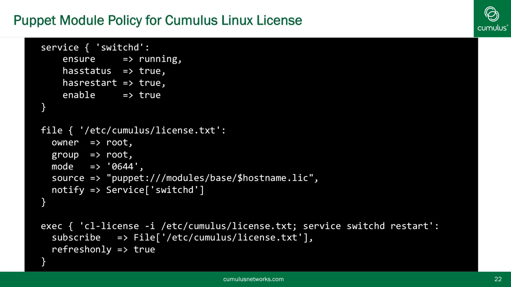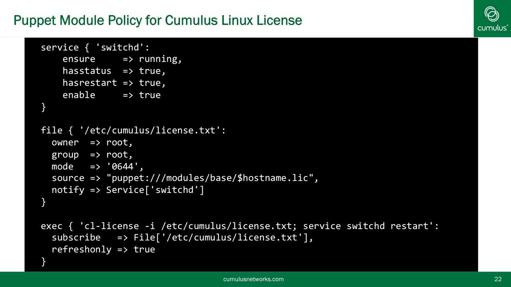So let's start off with an example with Puppet here. Here we've written a module that installs Cumulus Linux's license file. It does this by checking the presence of the license file. And if it's not found, the file is installed in the correct location, and the switchd process is restarted to take effect. Now, as I mentioned before, if the license is not present, none of the front panel ports are available to the operating system.